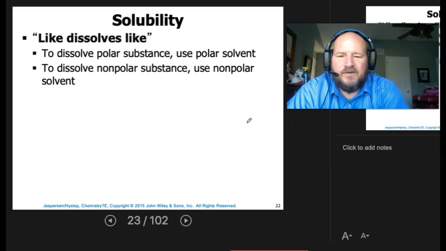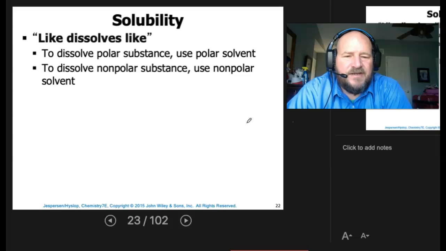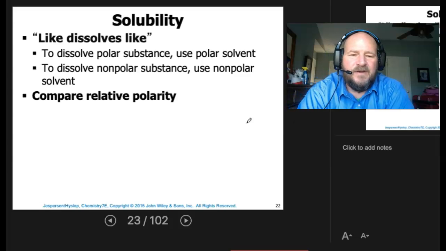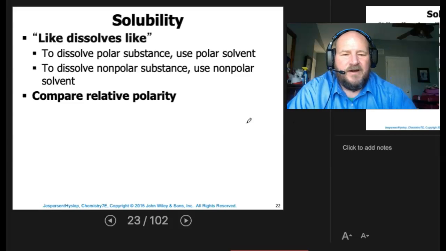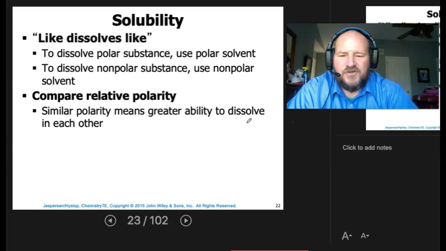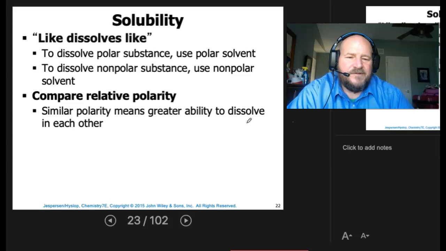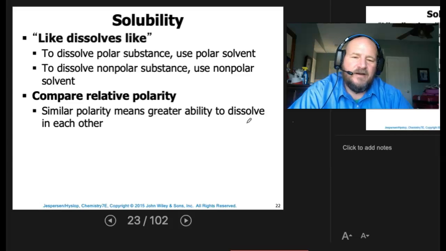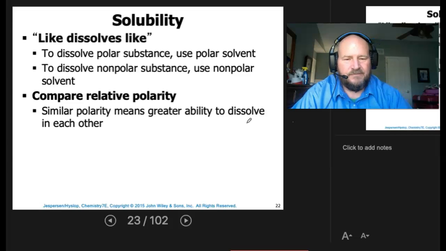So to dissolve a nonpolar substance, we'll use a nonpolar solvent. To dissolve a polar substance, we would use a polar solvent. Now, compare relative polarities. Similar polarity means greater ability to dissolve in each other. So if you have two materials that are very polar, they will dissolve much more easily and diffuse much more quickly than a very polar with a slightly polar, right?